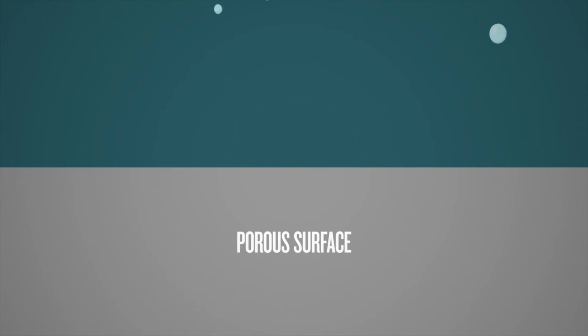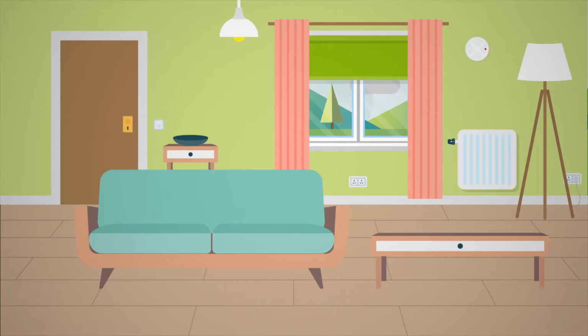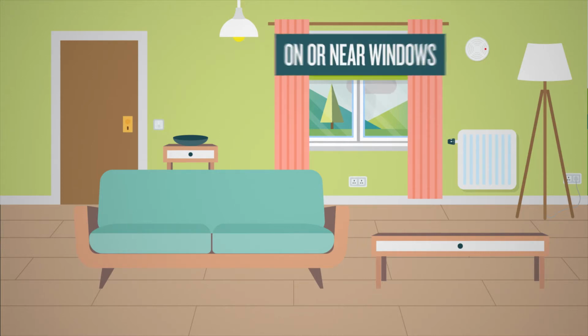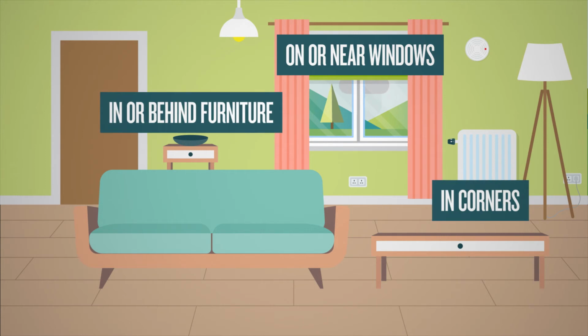However, on a porous surface, like an internal wall, the surface soaks up the moisture and becomes damp. This can lead to mould growing on the damp areas. It is important to look for condensation in your home for this reason. Condensation can appear on or near windows, in corners, and in or behind wardrobes and cupboards, areas where surfaces are cold and there is little movement of air.